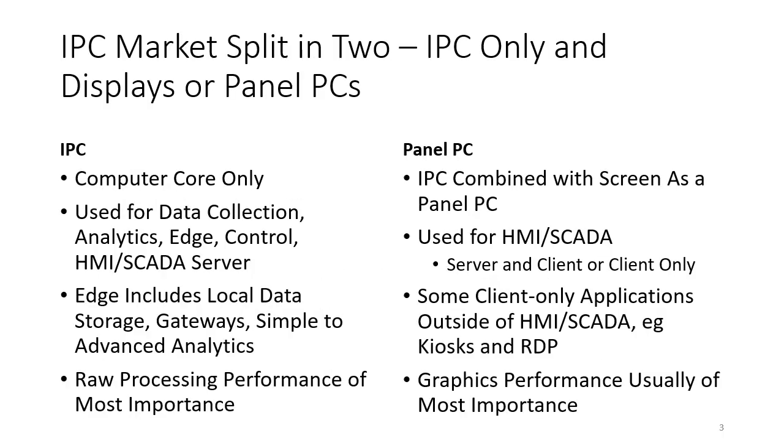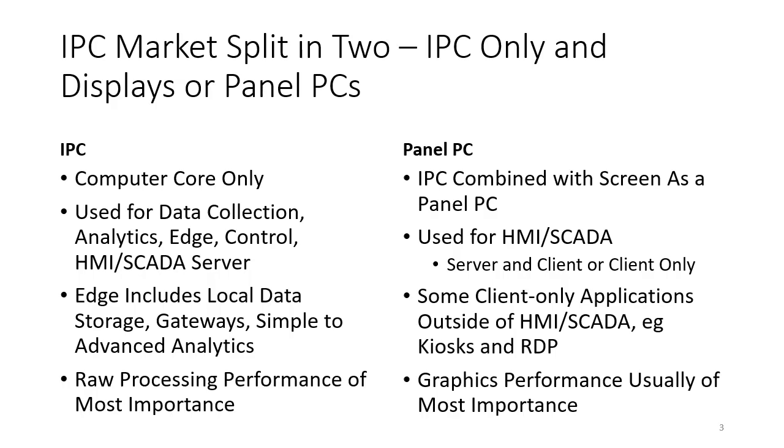Now the IPC market is typically split into two, and the market share is about even, but some people have different ideas of what an industrial PC market or an industrial PC even might look like. So for me, the way I see it is the first half of the market is the IPC only. So this is the computer core, it's just the box that has the computer, the CPU, the memory and so on. And this is typically a headless or standalone box that doesn't have a display connected.